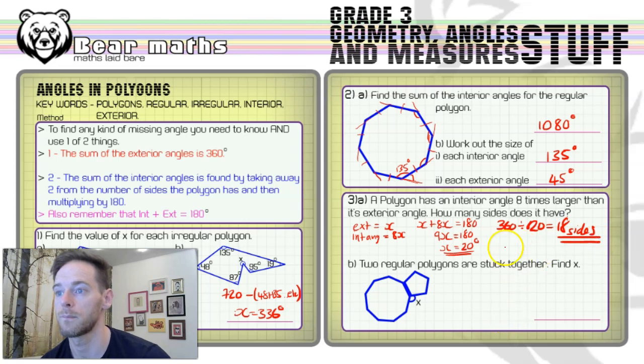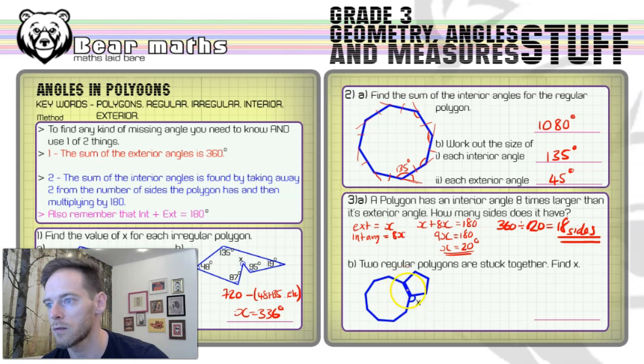All right, there you go. It's quite a nice little problem, that one. And so is B, actually. So B, we've got 2 regular polygons that have been stuck together. We've got to find x. On the face of it, it seems like, well, x is on the outside of this shape. How do we work that out, right?